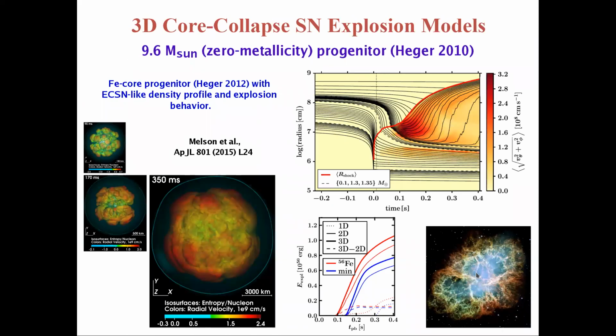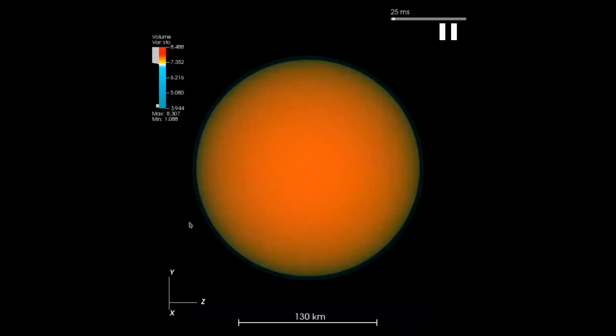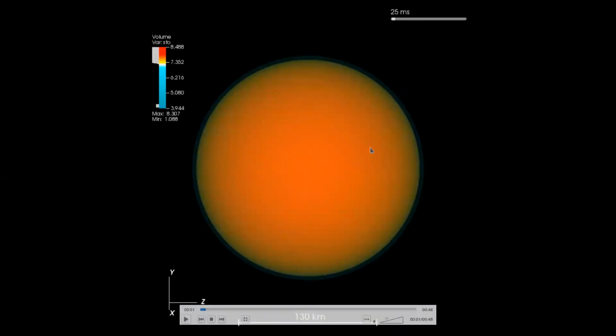Here is an image of the Crab. We don't know whether it's an explosion of an oxygen-magnesium core case or such an iron core explosion. It's a low mass iron core explosion which I show you here, a 9.6 solar mass star. And let's run this movie to give you an impression. So what does the movie show? This movie shows an isoentropy surface. The shock is visible here as this bluish enveloping surface.